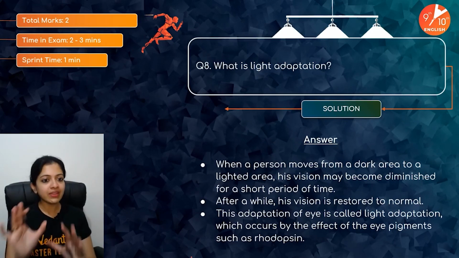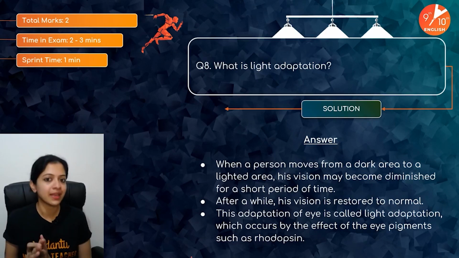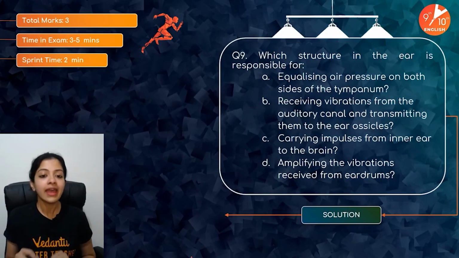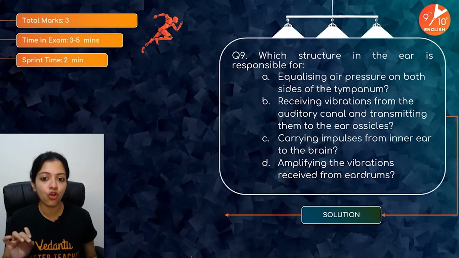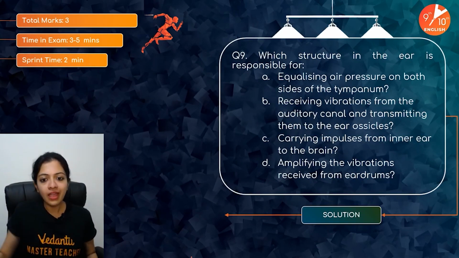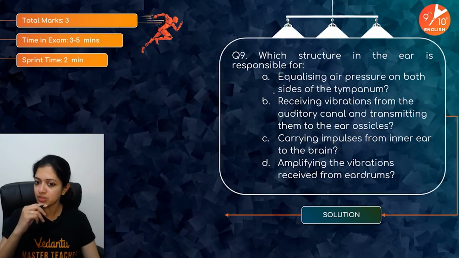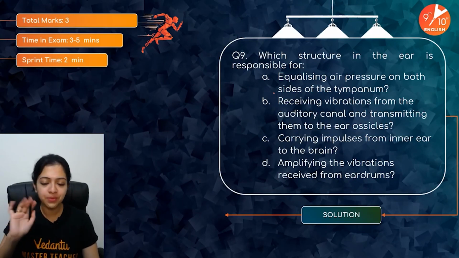All right. So even if not in this format, questions related to this can be asked in other ways as well. But just be familiar with these terms, children, which is why I'm discussing this. Now, the next one, which structure in the ear is responsible for each of these four? Okay, so pay attention to them. First one, equalizing air pressure on both sides of the tympanum. This you must know. I've already told you the answer to this. Okay, be ready with your answer.